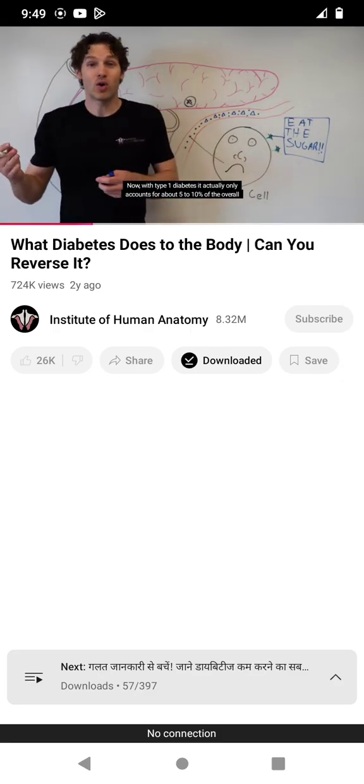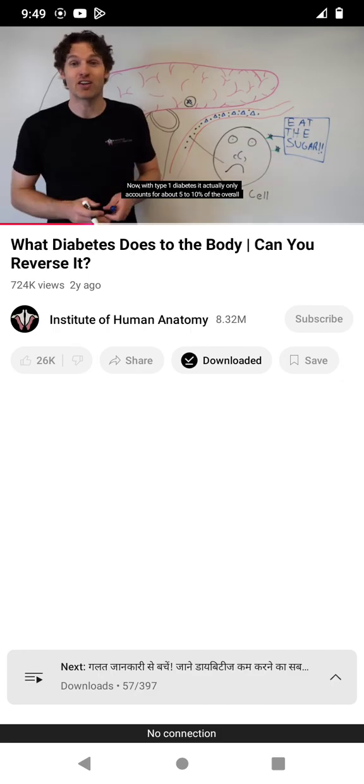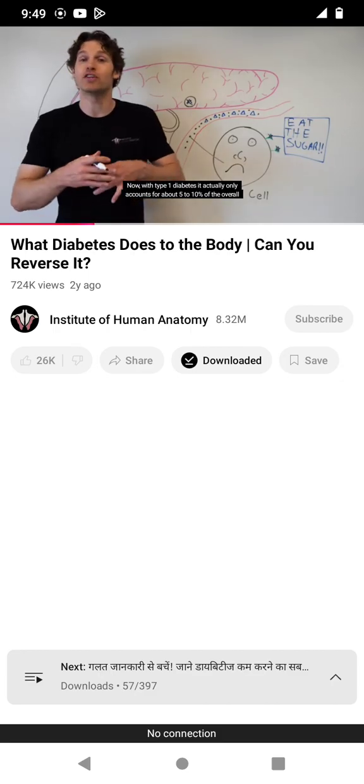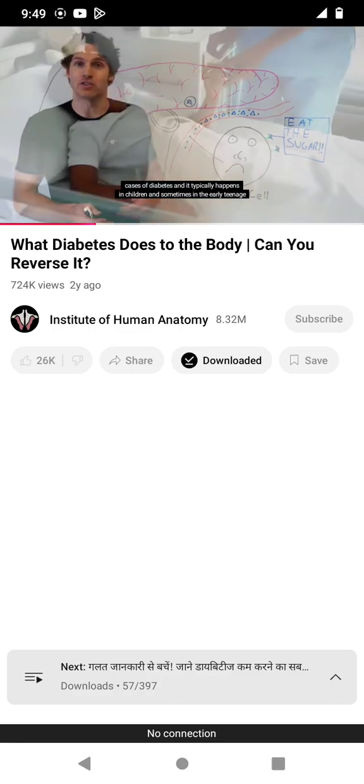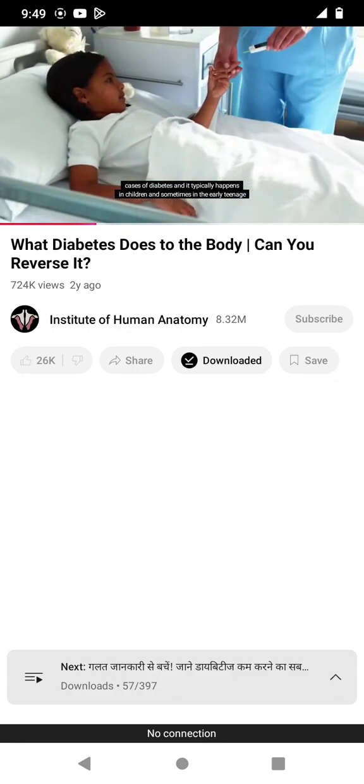Now, with type 1 diabetes, it actually only accounts for about 5 to 10% of the overall cases of diabetes. And it typically happens in children and sometimes into early teenage years. It can also sometimes happen later in life, but most commonly in the younger years of life.